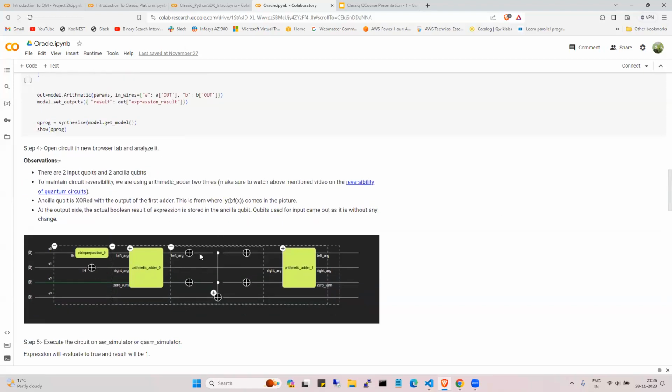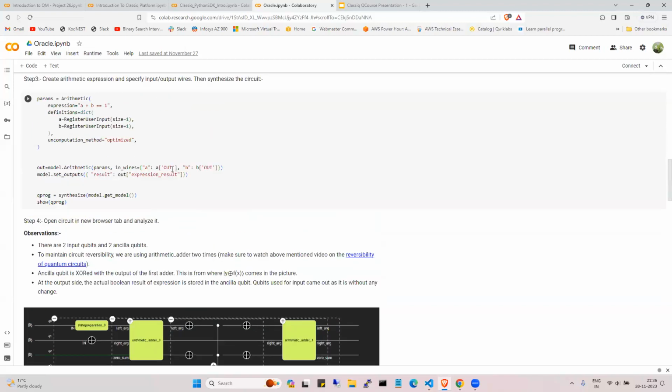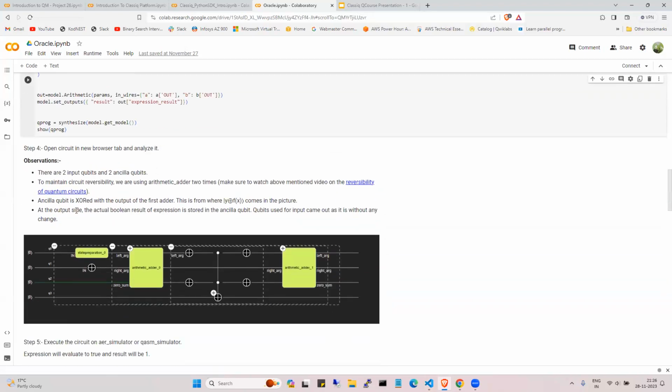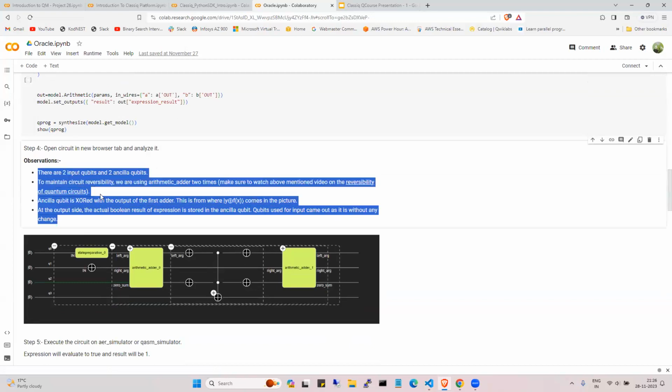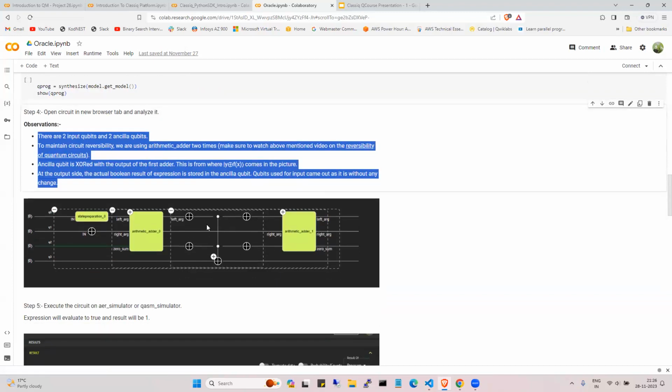It just takes two inputs, and if it evaluates this expression correctly, then it gives 1 in output, else it gives 0 in output. And here I gave some observations which I will try to explain better in an upcoming video which I will make on Oracle.